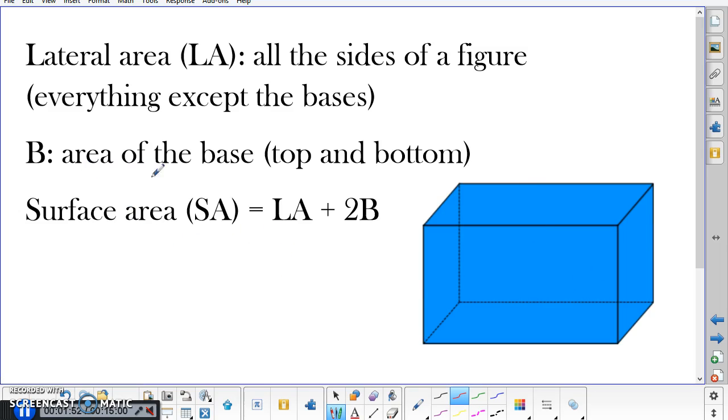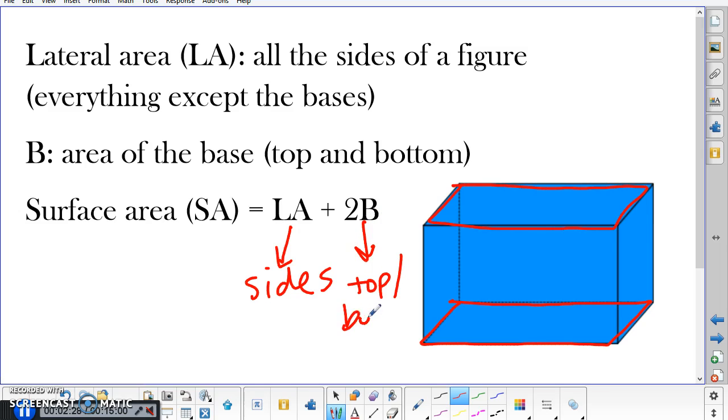Now the bases, this big B right here stands for the area of the base. That's the top and the bottom. So here are the bases, the top and the bottom. So to find the area of the base in this situation, we would do length times width or base times height. Surface area is actually just going to be the lateral area plus 2 of the bases. Essentially all of the sides plus the top and the bottom.